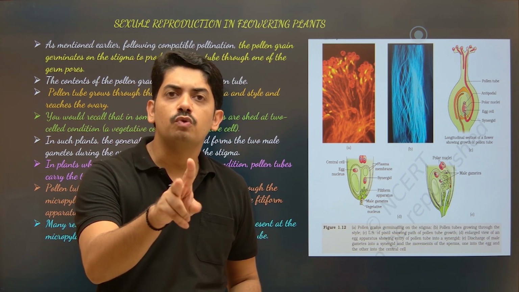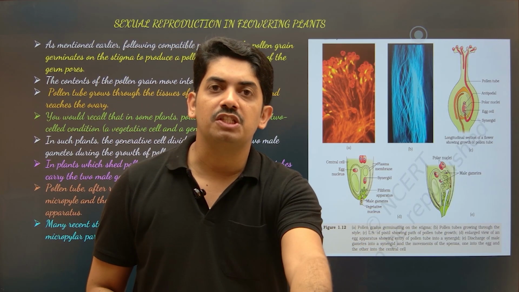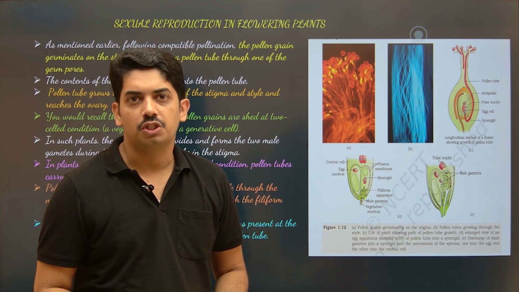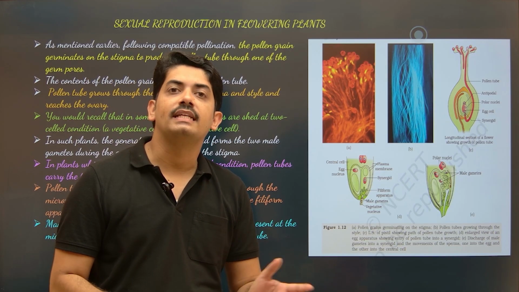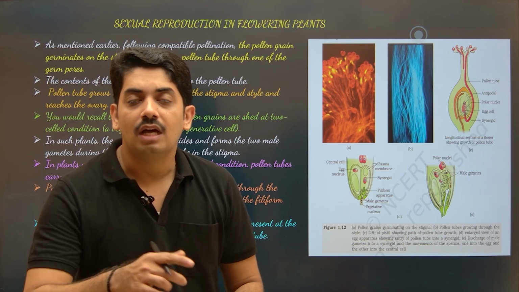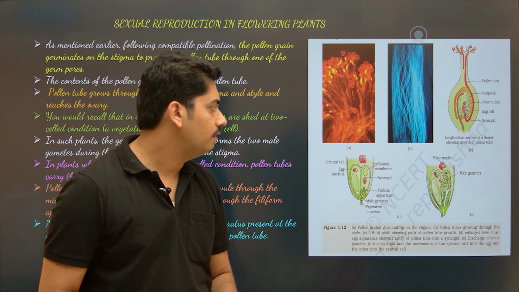Here you observe 2 fertilizations. One is fertilization of the egg, another one is fertilization of the polar nuclei. So the term used is double fertilization. And one more term is used, that is triple fusion, because the polar nuclei is already diploid. Now it is fusing with the haploid male nucleus. The process is called triple fusion.